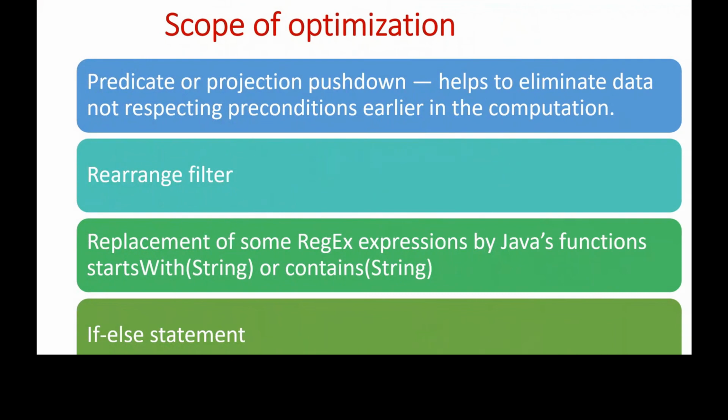I have given some areas where Catalyst Optimizer applies optimization. This is not the complete list; just for example, I have covered a few major areas here. One is predicate pushdown. When we join multiple tables, based on the joining condition, it can filter out the records.